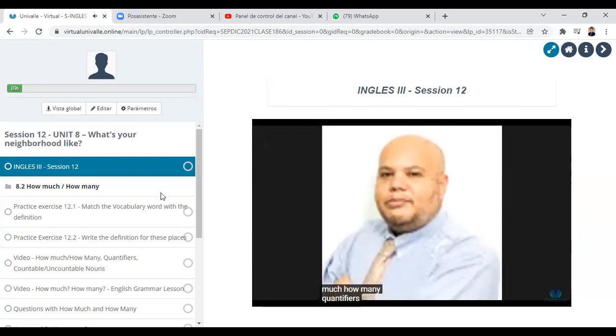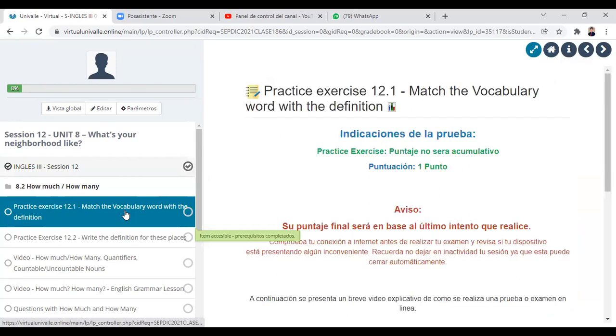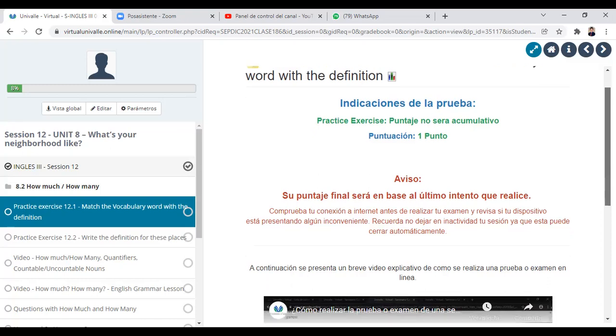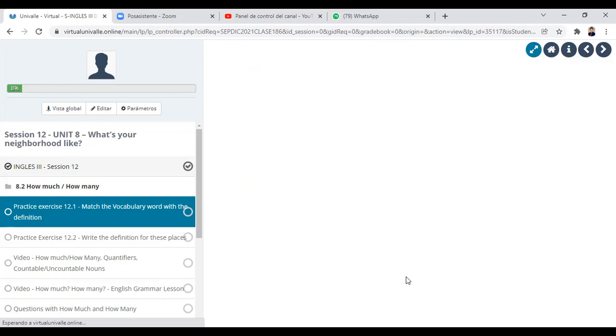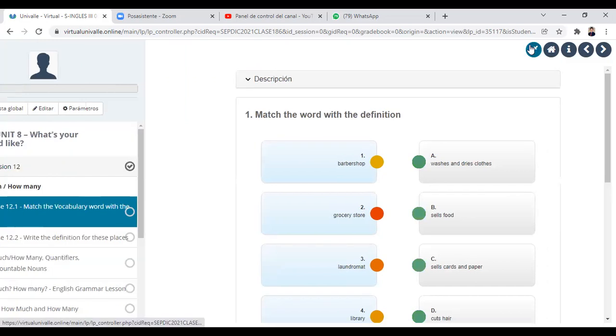Now we're going to be working on how much, how many, but before getting started, we're going to do a practice exercise. This is not part of the cumulative process. However, we need to reinforce, practice, and refresh previous knowledge that we had been working on in previous sessions. Match the vocabulary word with the definition. We're going to have two attempts. If we fail in the first one, we can make it better in the second one. Okay.